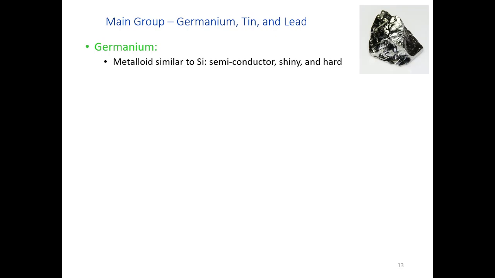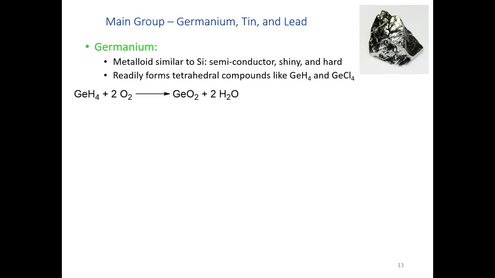At this point, we will briefly look at the rest of the group 14 elements. Germanium is similar to silicon in that it is a metalloid and a shiny, hard semiconductor in its elemental form. Similar to silicon, it forms tetrahedral species like germane and germanium tetrachloride. Germanium-hydrogen and germanium-chlorine bonds are even more reactive than their silicon analogs, so they display similar chemistry in the presence of oxygen and water. Here you can see germane reacting with oxygen. And here is germanium tetrachloride reacting with water.